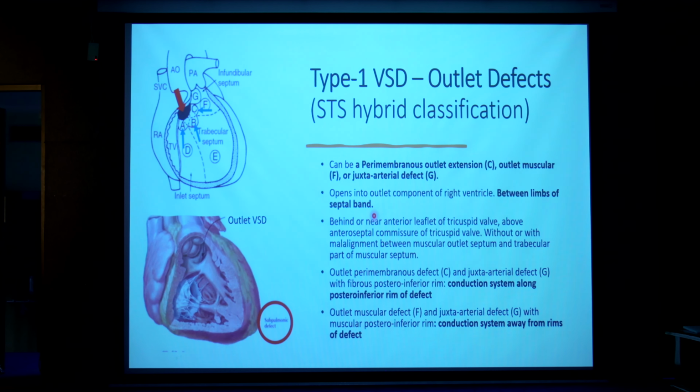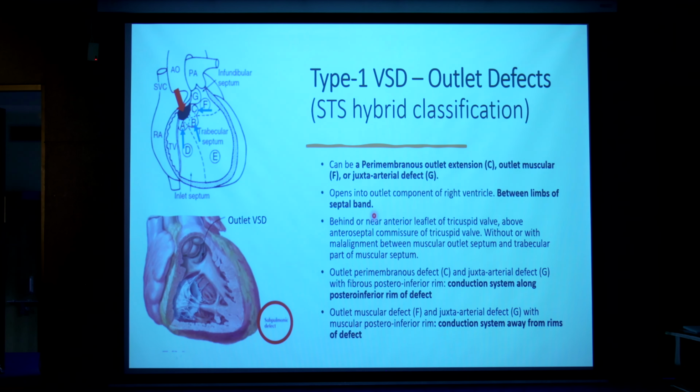Based on this hybrid classification, they are classified as type 1 outlet defects. They can be perimembranous VSD. Perimembranous VSD with outlet extension can also be included in the outlet VSDs. And they can be outlet muscular and juxtaarterial. Outlet muscular has completely muscular margins, whereas the juxtaarterial is bordered by either the pulmonary valve or the aortic valve or both.